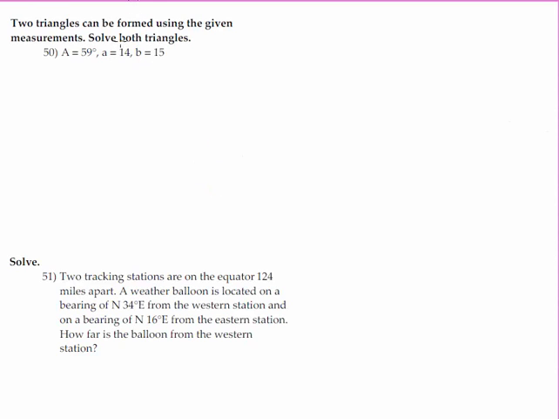Okay, two triangles can be formed using the given measurement. Solve both triangles. So notice they didn't ask us to figure out how many triangles there were, which is helpful, but now we do have to do some work and figure out both of the triangles. So what we're going to do is set up law of sines.